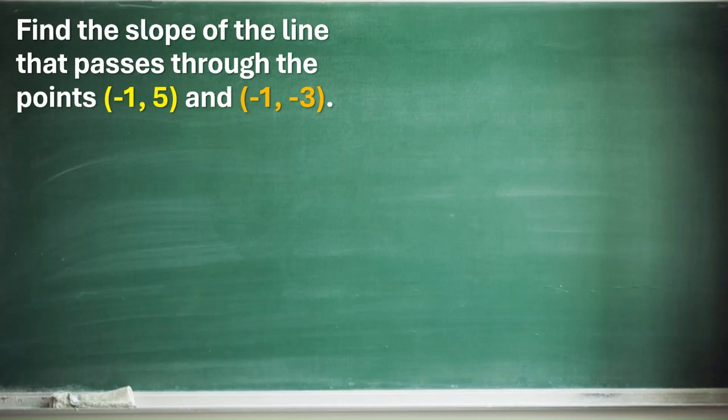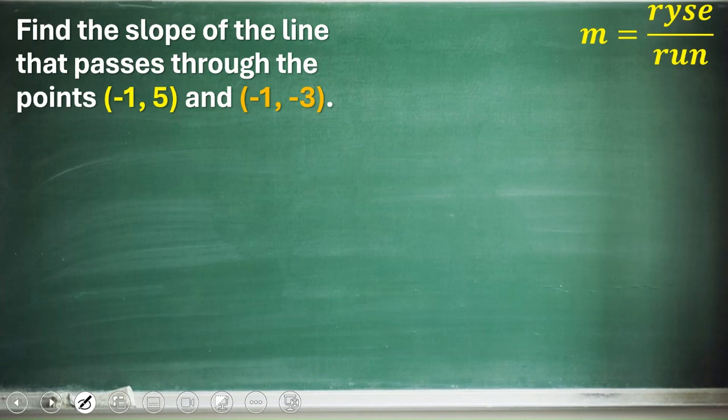Find the slope of a line that passes through the points (-1, 5) and (-1, -3). As a reminder, slope is the ratio of our y values, the difference of our y values, which we often call rise, over run, which is the difference of our x values.